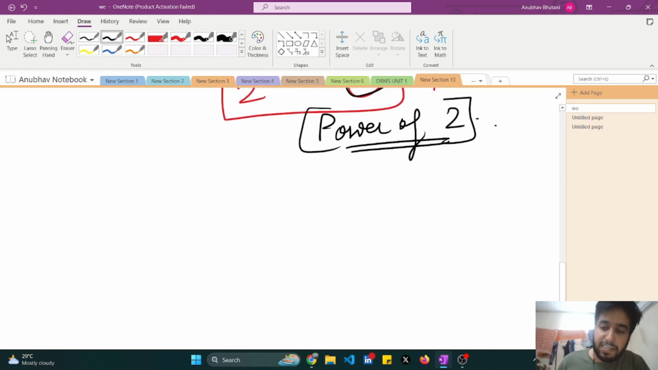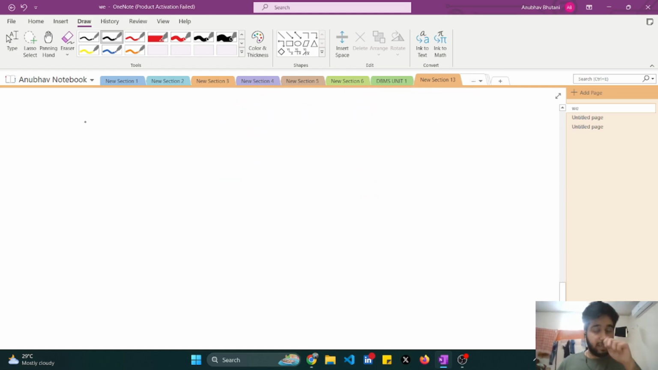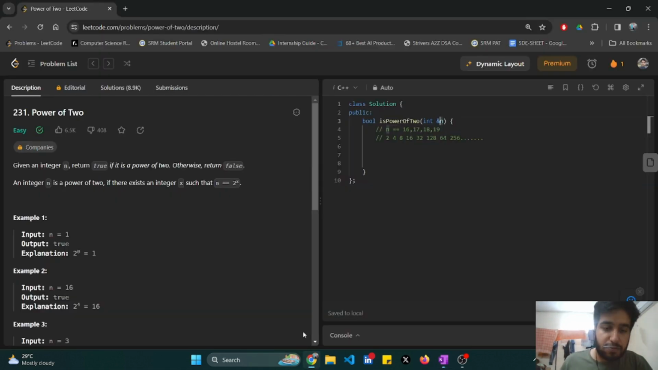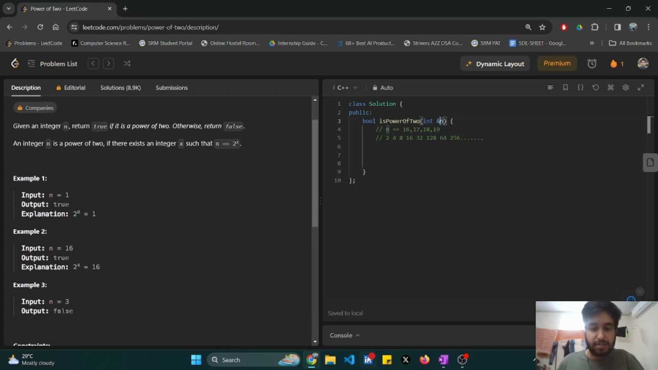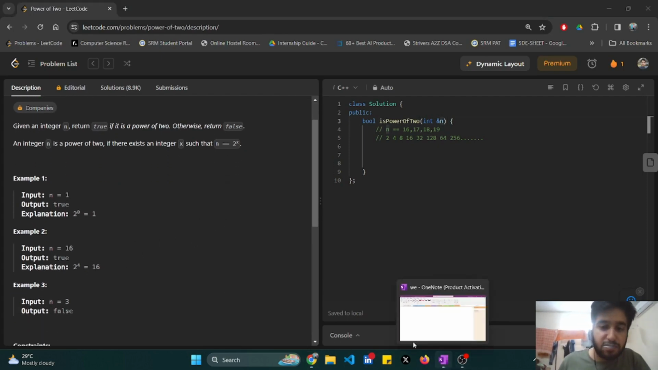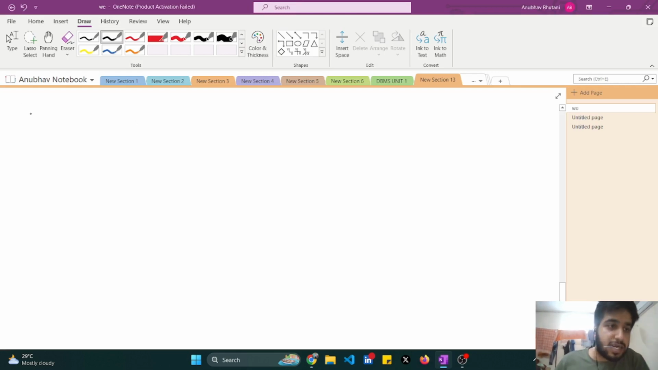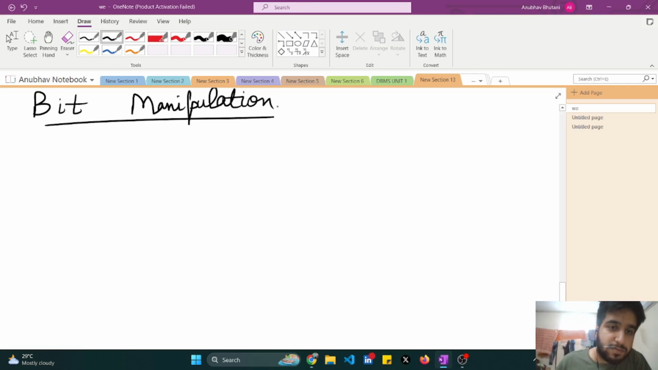So I have explained the question. Now we will see how we can approach it. It seems to be easy, right? But is it easy? Before solving this, I'll tell you a concept: bit manipulation. But what is bit manipulation?